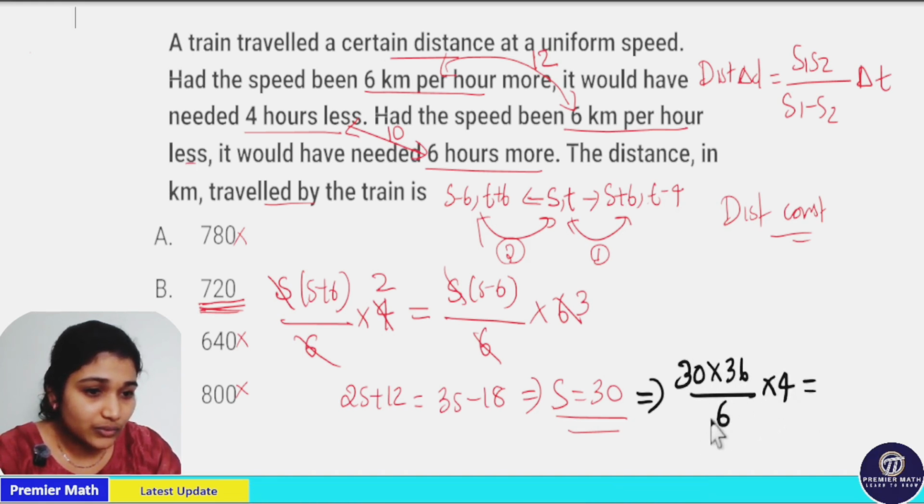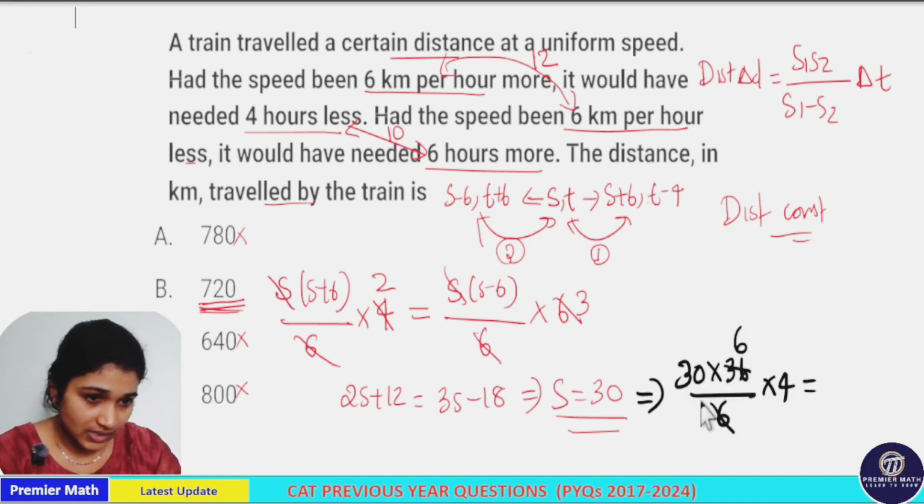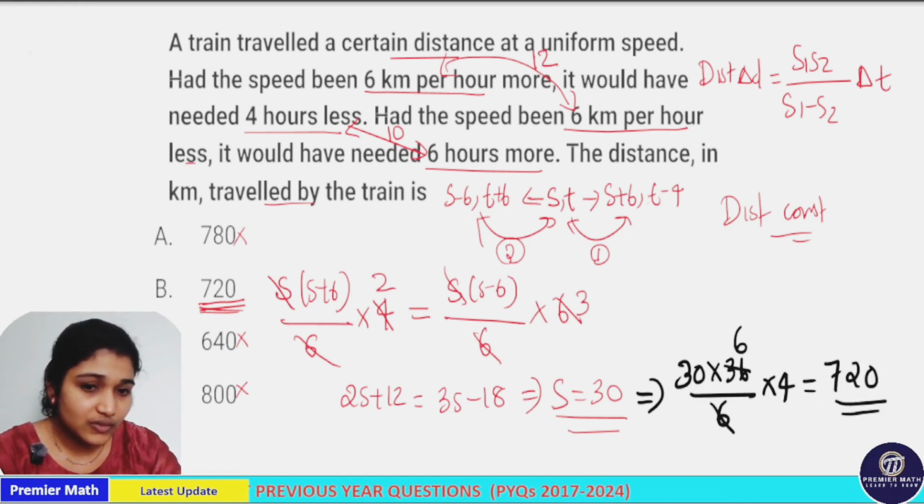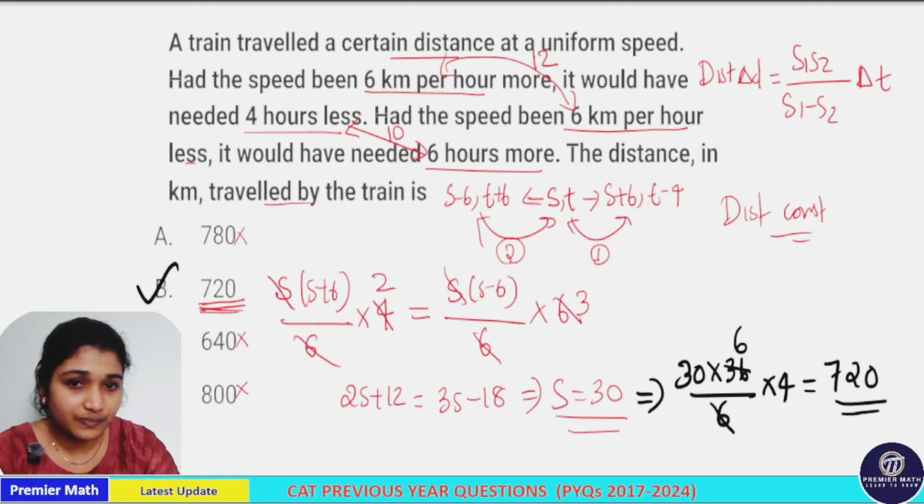Now 6 goes 6 times in 36. 30 into 6 into 4 is equal to 30 into 24, which is equal to 720. So the distance is equal to 720. Option B is your answer.